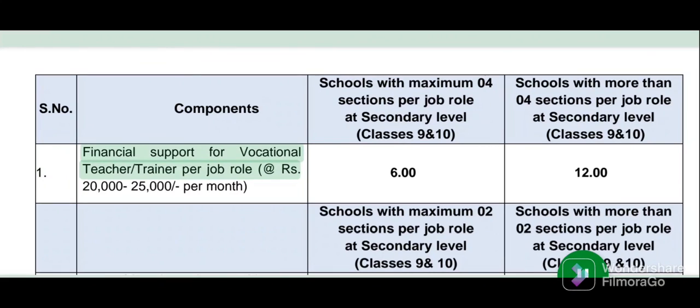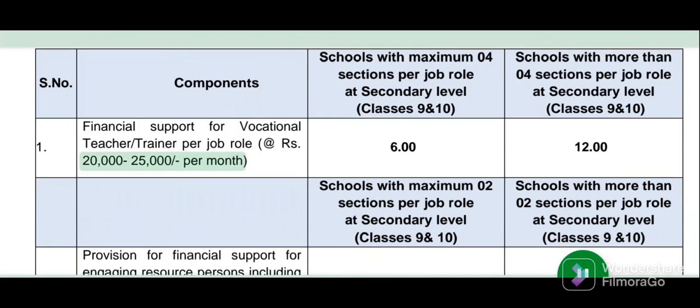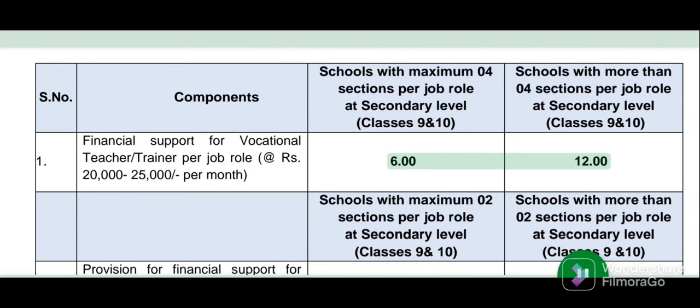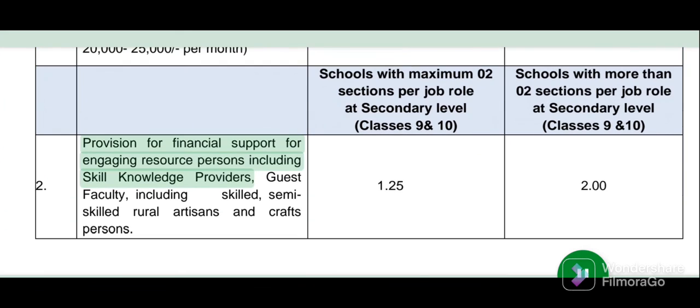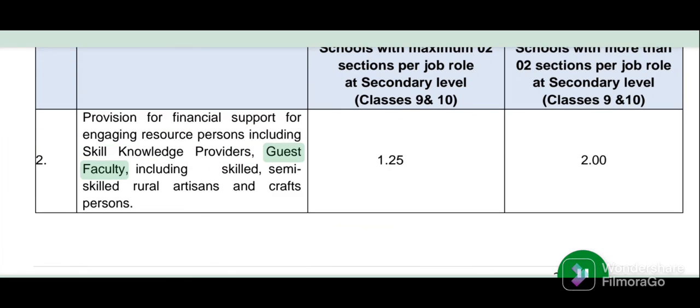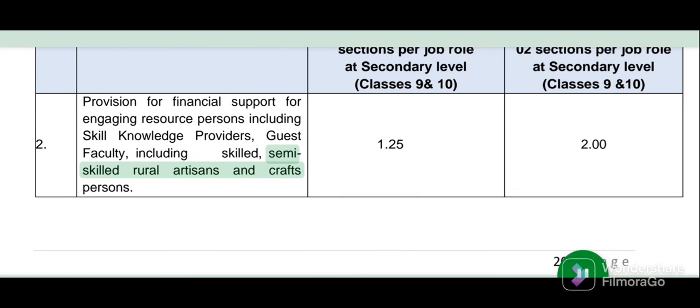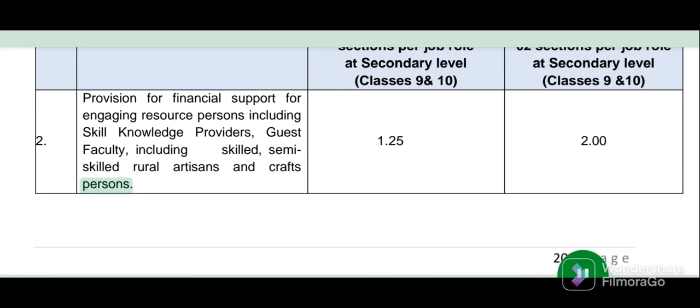1. Financial support for vocational teacher trainer per job role at Rs. 20,000 to 25,000 per month. Schools with maximum 2 sections per job role at secondary level, classes 9 and 10. Schools with more than 2 sections per job role at secondary level, classes 9 and 10. 2. Provision for financial support for engaging resource persons including skilled knowledge providers, guest faculty, including skilled and semi-skilled rural artisans and crafts persons.